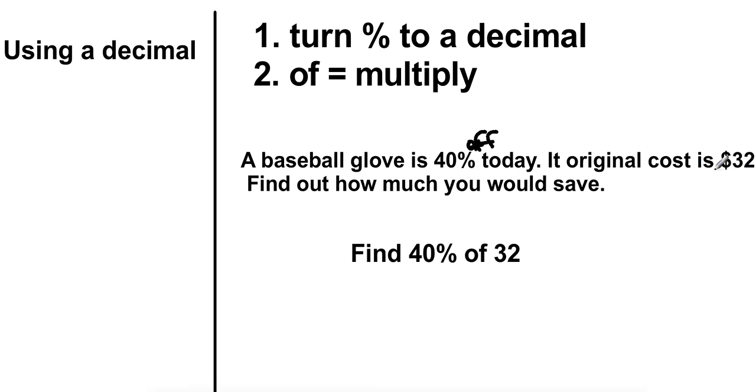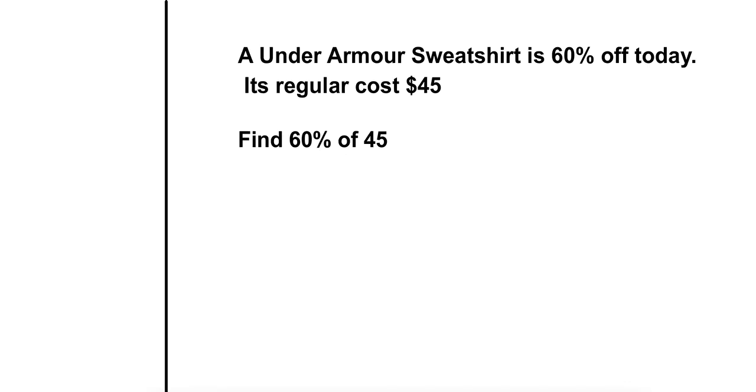Its original cost is $32. Find out how much you save. It's like saying 40% of the 32. So what part of the 32 is 40%? Let's turn this to a decimal. Cross it off, back it up, back it up. That's 0.4 times 32. If you put that in your calculator, you get 12.8, or $12.80. A little bit quicker way than using a proportion, but same thing.